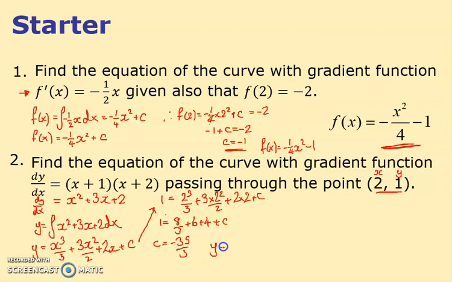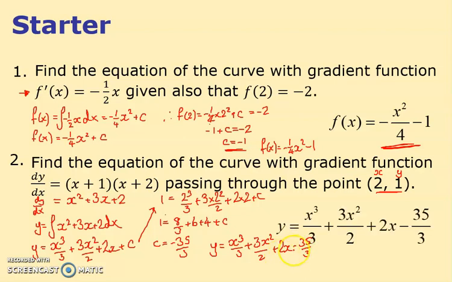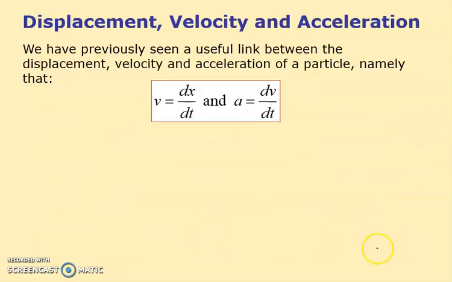That would give me an equation that says y equals x cubed over 3 plus 3x squared over 2 plus 2x minus 35 over 3. Let's see if that's right. Yes, that's perfect. So there's our little start. That's a reminder of what integration is all about.